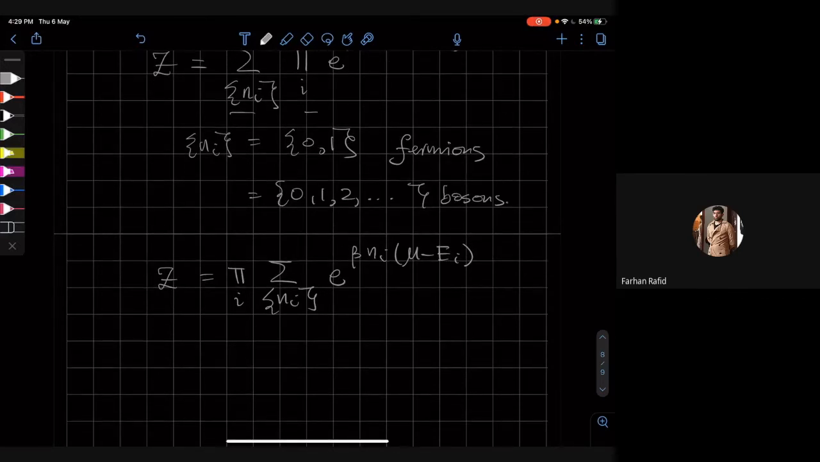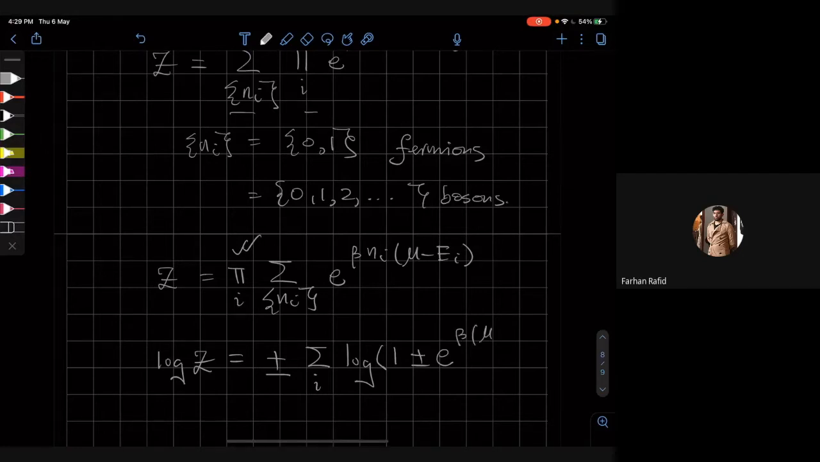Therefore, if I take the log of my grand partition function, this product becomes a sum. And all we have is the same expression as before, but now with the sum over i. Okay, so this is our grand partition function.